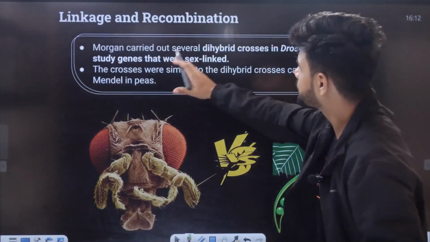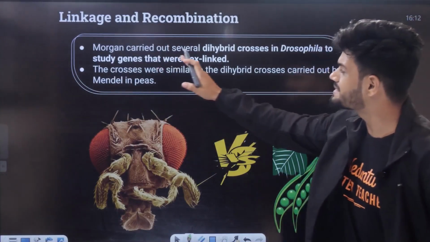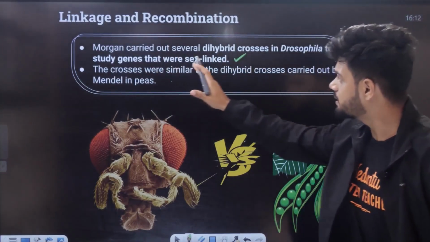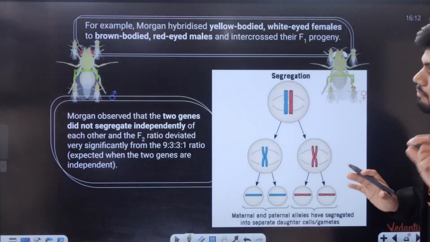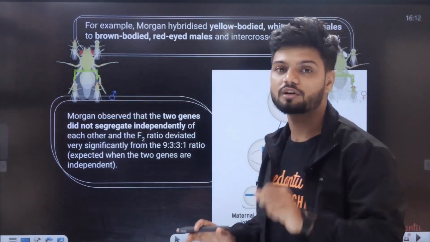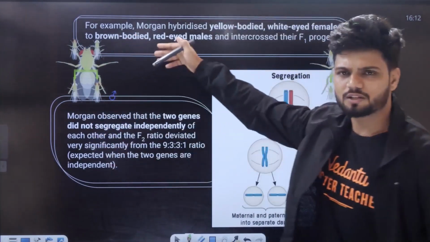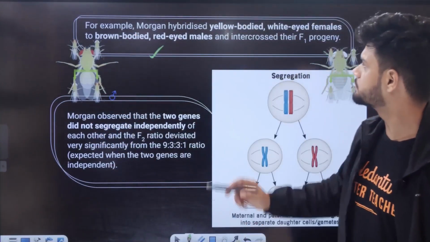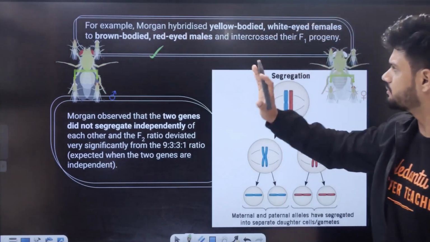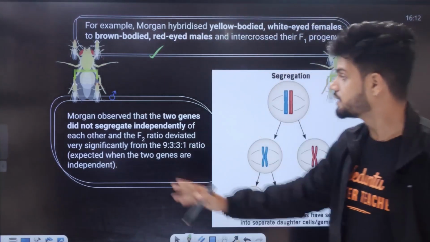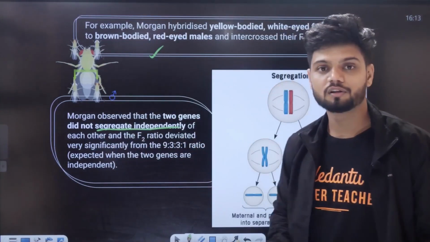so Morgan carried out several dihybrid cross experiments in Drosophila to study the genes that were sex linked. The cross was similar to the dihybrid cross carried out by Mendel. Same. But what did he observe? Students, this was the insect he took: yellow bodied white eyed female to brown bodied red eyed male. Morgan observed that two genes did not segregate independently.